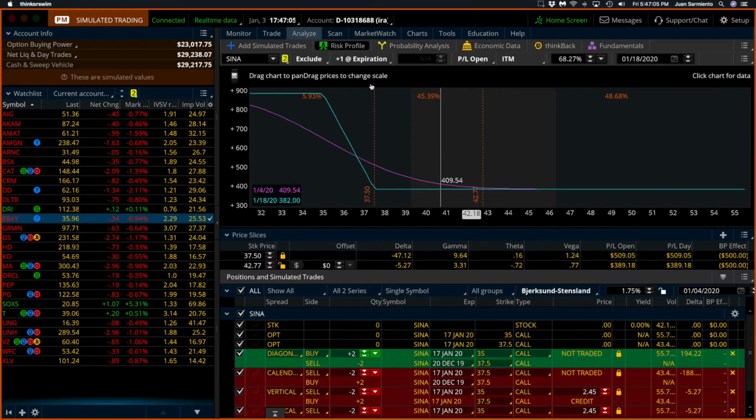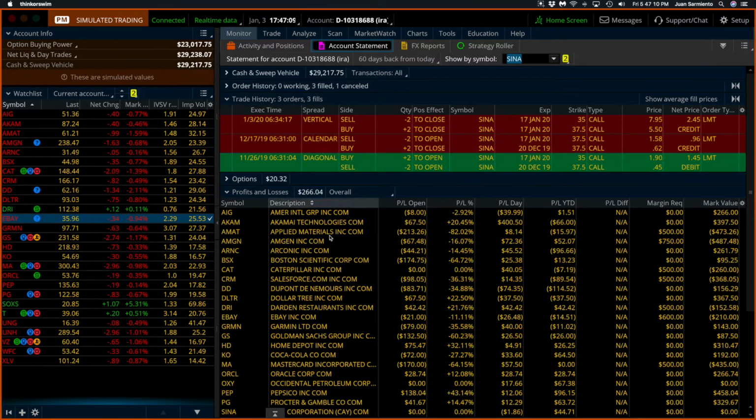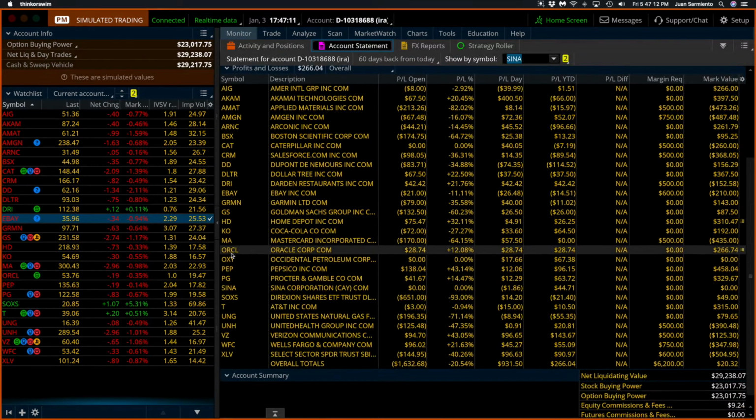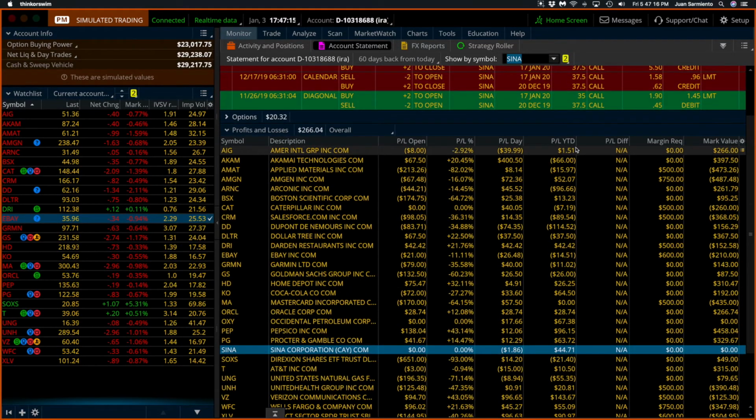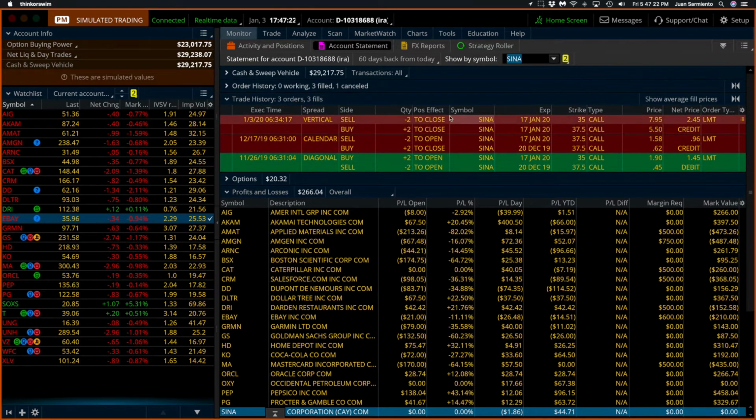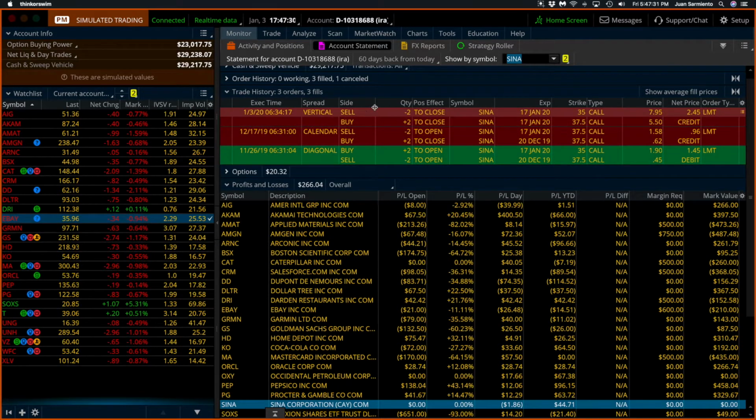What I have done here, because if you go back to the monitor tab, account statement, and look for Cena, it's going to show us the P&L for the year, which is only 2 days. So that's not what we want. We want to see the entire trade from the beginning, where I started with a diagonal, the conversion to a calendar, and then the vertical. So I have copied all this.